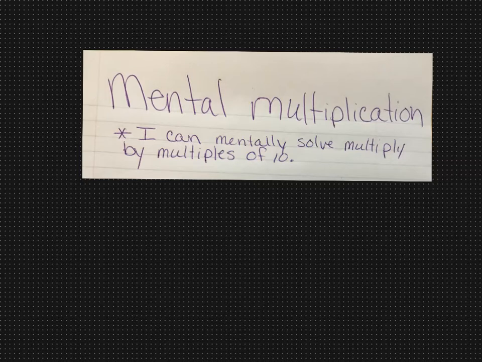So on the next clean and clear page, you're going to put the title on there, mental multiplication, and our I can statement. I can mentally solve multiply. That should say multiplication. Let's fix that. I can mentally solve multiplication by multiples of 10, and we're going to find out what the word multiples mean here in just a little bit.